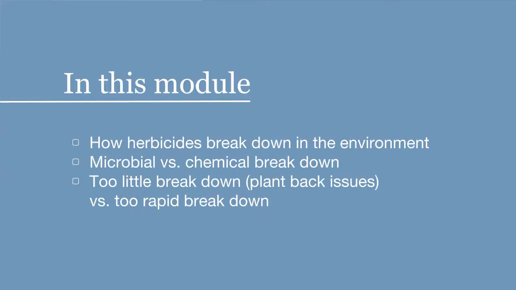So the main topics I'm going to cover in this presentation are about how herbicides break down in the environment, where they go. We're going to be looking at the different types of breakdown, so microbial breakdown and chemical breakdown. We're going to be looking at issues around too little breakdown, so causing plant backs to following crops. And then we'll finish off by talking about some examples of too rapid breakdown.